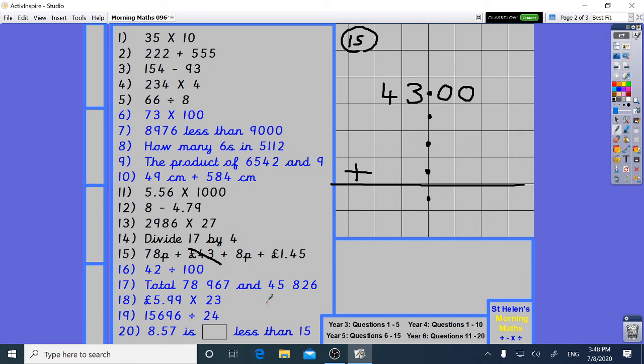So we did 43 pounds. Oh, 1.45, that'll fit on nicely here, 1.45. Then be very careful about where you put the 78p, because it's not pounds, it's pence, it's over here. It's £0.78, isn't it? The 8p, that's tiny. That's £0.08. So this could be tricky with the lining up if you're not careful.